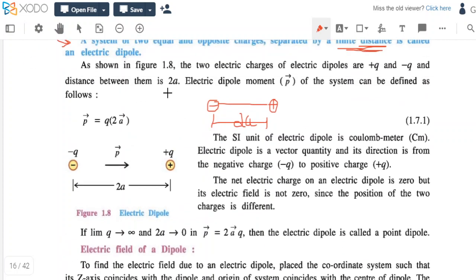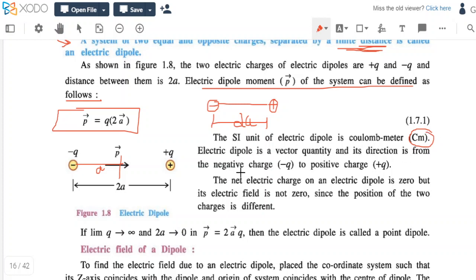So the electric dipole moment of the system can be defined as follows: P vector is equal to q times 2a vector. Here is the charge that gives the idea of how much charge is in the system. Here is the distance 2a. Why 2a? Because half the distance will be a, and that will simplify our equations. So P is equal to q times 2a. The SI unit of electric dipole moment is coulomb meter. Electric dipole moment is a vector quantity, and its direction is from negative charge to positive charge.